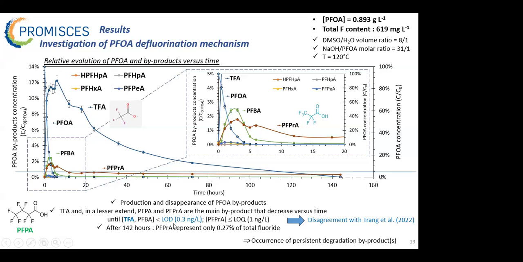But those, and this product, PFPrA, only account for 0.27% of the total fluoride. So there is occurrence of persistent degradation products that we investigated.